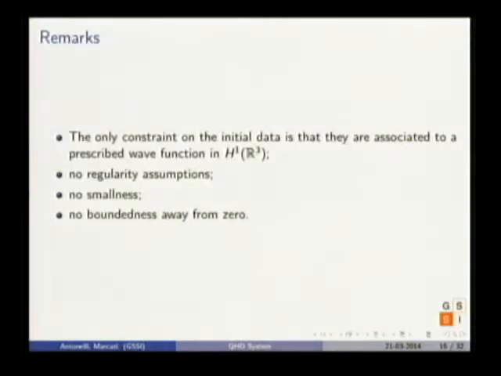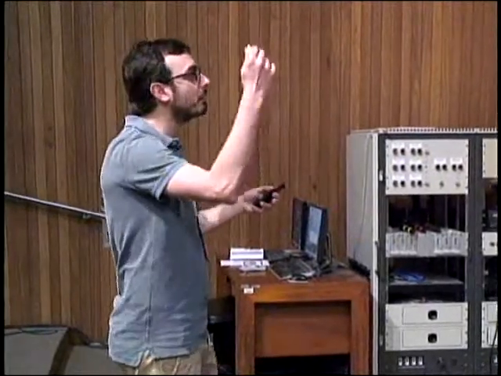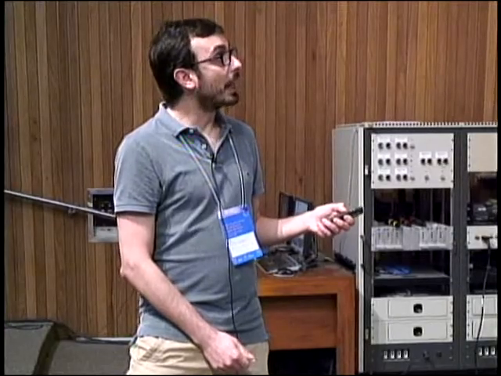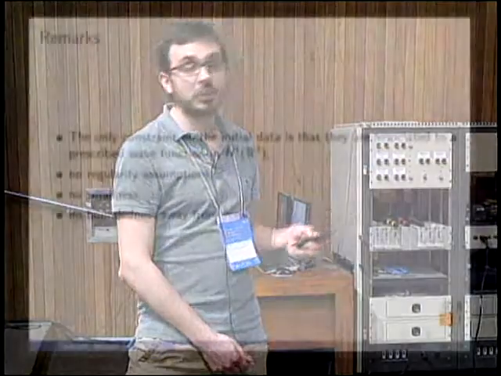So just some remark. The only problem here is that I have to start from a wave function. I can't say, okay, for any rho0, J0 in some space, I can find a weak solution. So the only constraint is that the initial data are related to a prescribed wave function in H1.